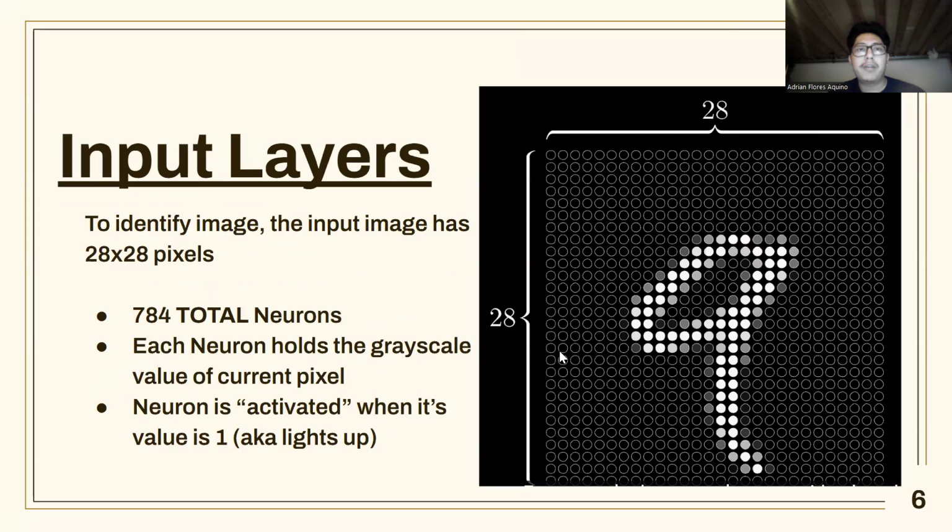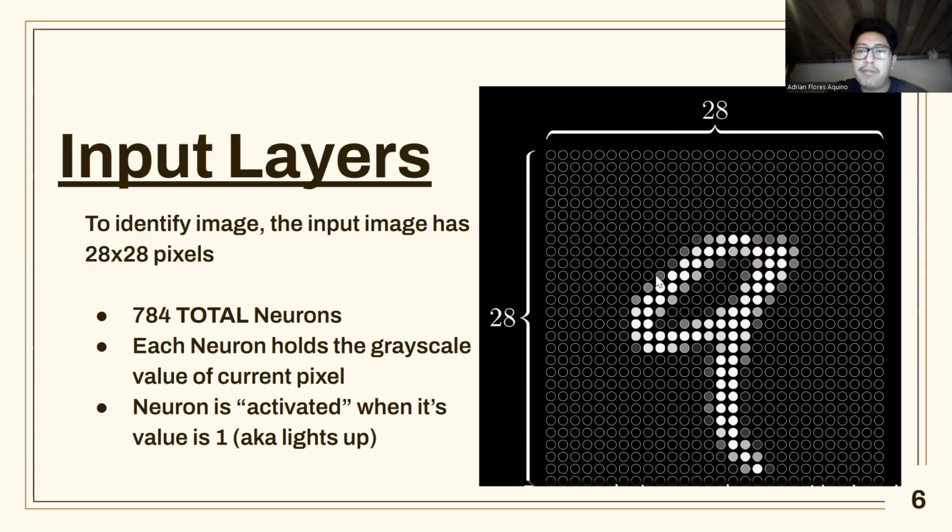So let's talk a little bit about what input layers are. They are pretty much used to identify the image, right? So let's say we want to identify the number nine. It would actually be surrounded with neurons, essentially 784 total neurons, since that's how big the image would be, 28 by 28 pixels. And essentially, each neuron would actually hold a value, also known as the grayscale value.